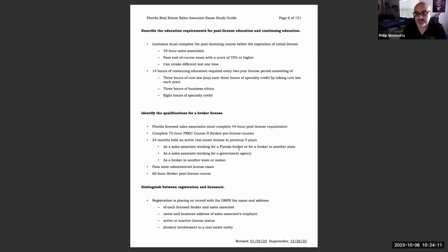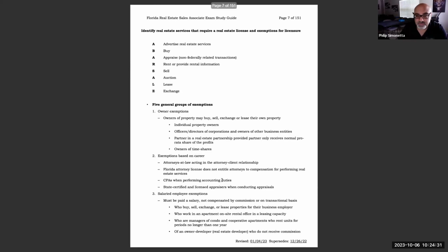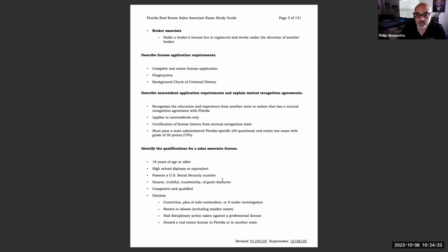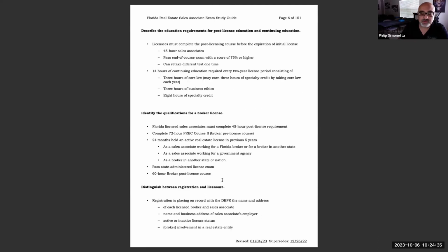Now let's distinguish between registration and licensure with the DBPR. Registration is placing on record with the DBPR the name and address of each licensed broker or sales associate, name of the business address and sales associate's employer, active or inactive license status, and broker involvement in a real estate entity.